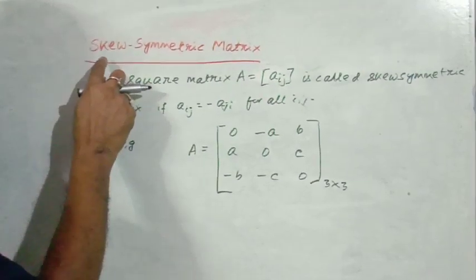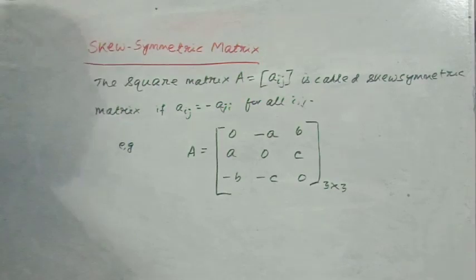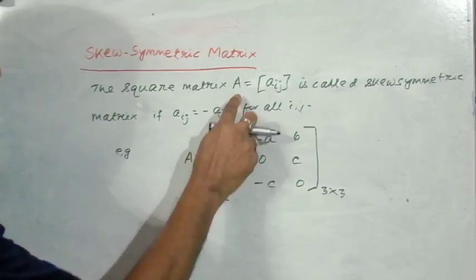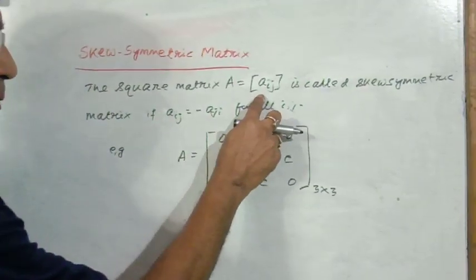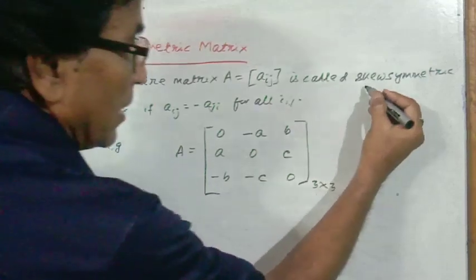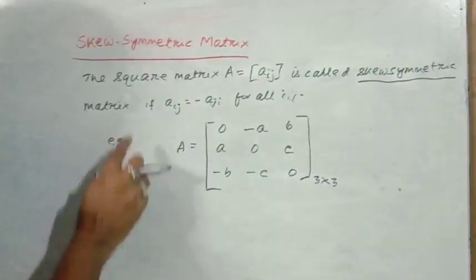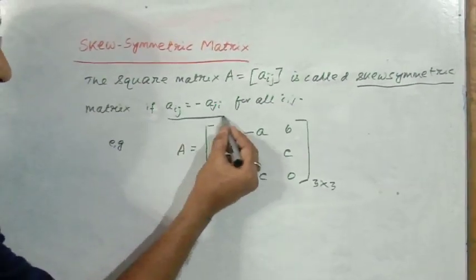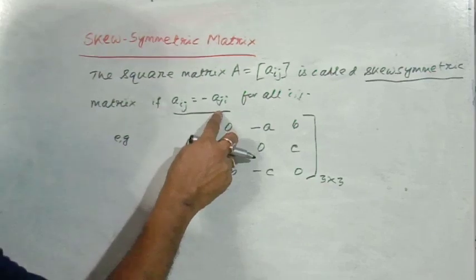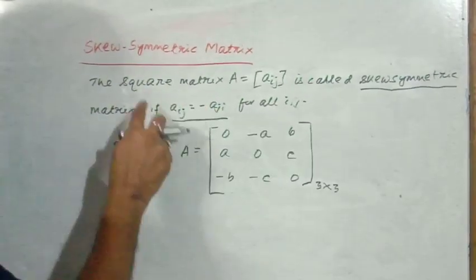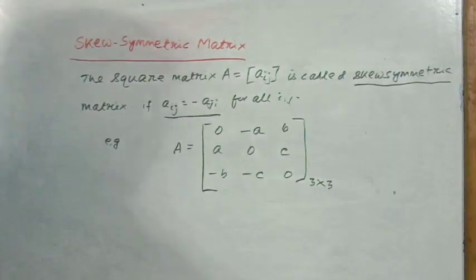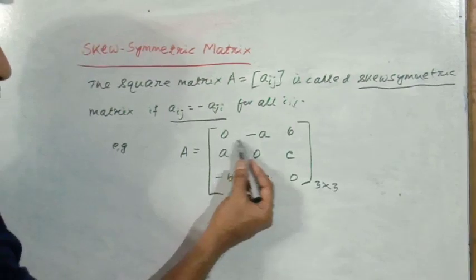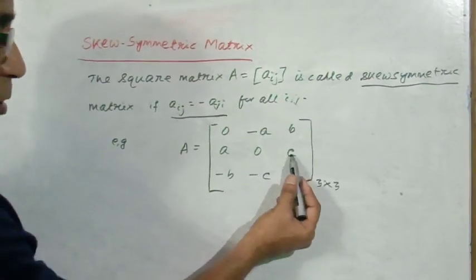Next we will consider what is a skew-symmetric matrix. What is the definition of a skew-symmetric matrix? The square matrix A, Aij, is called a skew-symmetric matrix if it satisfies the condition Aij is equal to minus Aji. If Aij is equal to minus Aji for all i, j, then the square matrix A is called a skew-symmetric matrix.